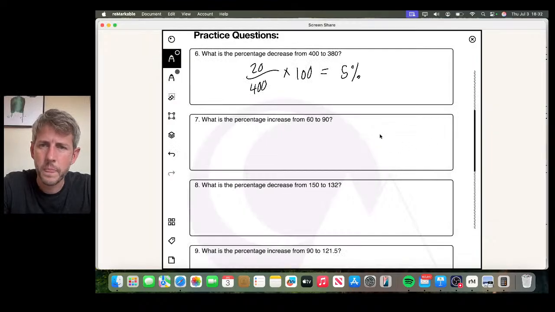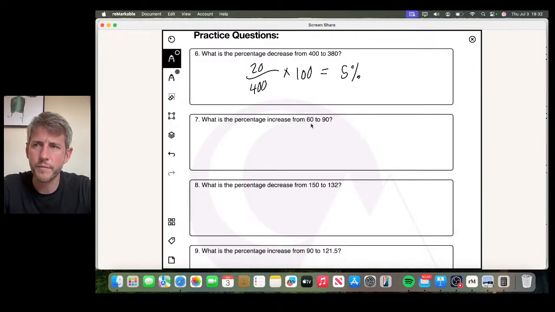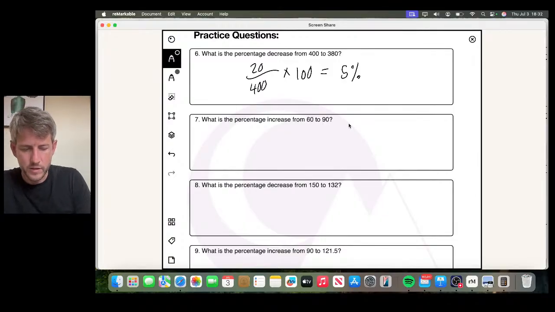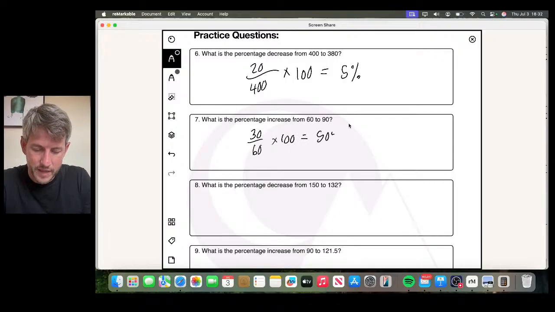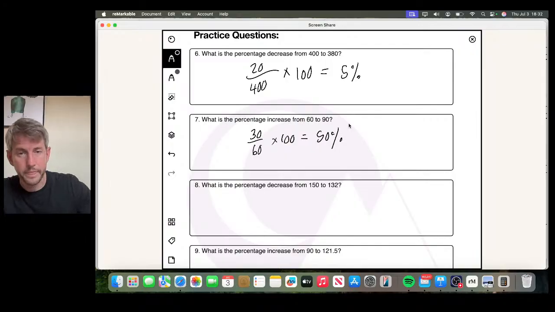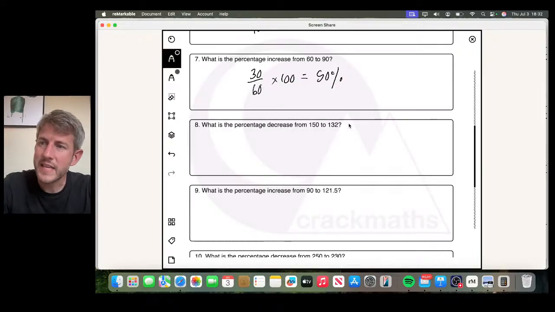Okay. Question 7. We've got an increase from 60 to 90. So what is the percentage increase from 60 to 90? So that is 30 out of 60 times 100. And I know that 30 is half of 60. So that's going to be 50%.